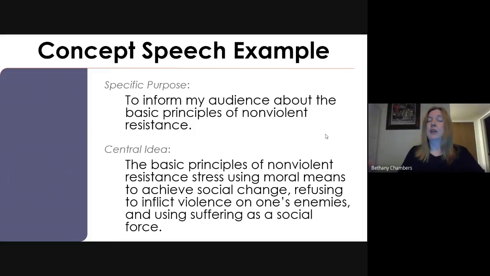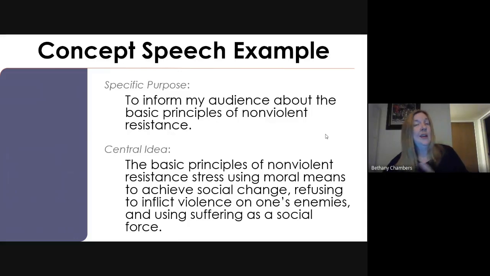All right, so if we are going for this type of speech, maybe you could say that your specific purpose would be to inform my audience about the basic principles of nonviolent resistance. So a concept and an idea here that they're working on. A central idea that could stem from that is the basic principles of nonviolent resistance stress using moral means to achieve social change, refusing to inflict violence on one's enemies, and using suffering as a social force.